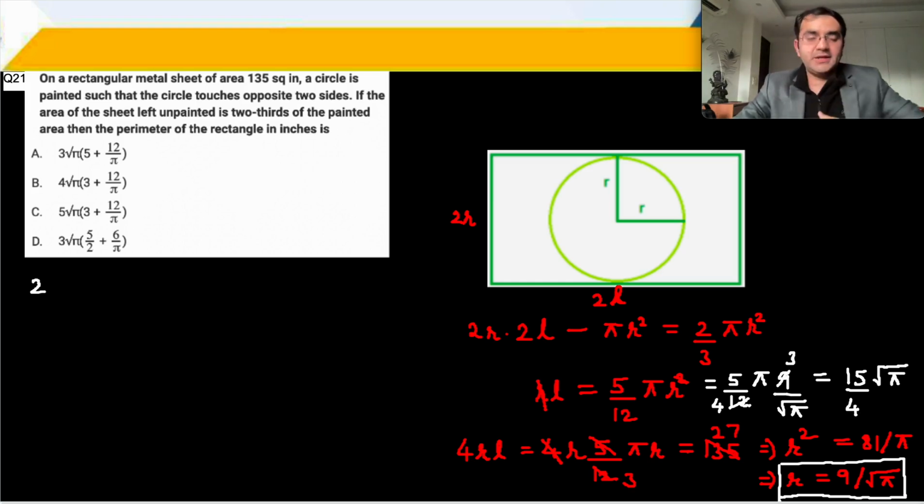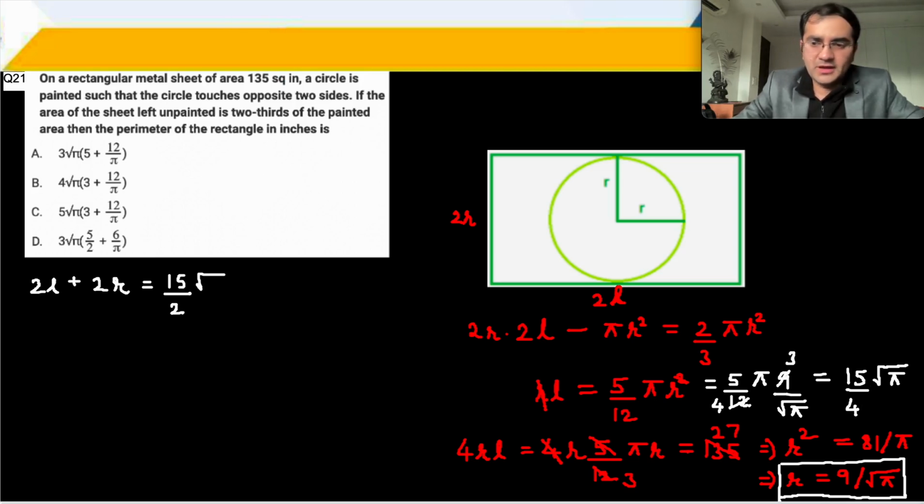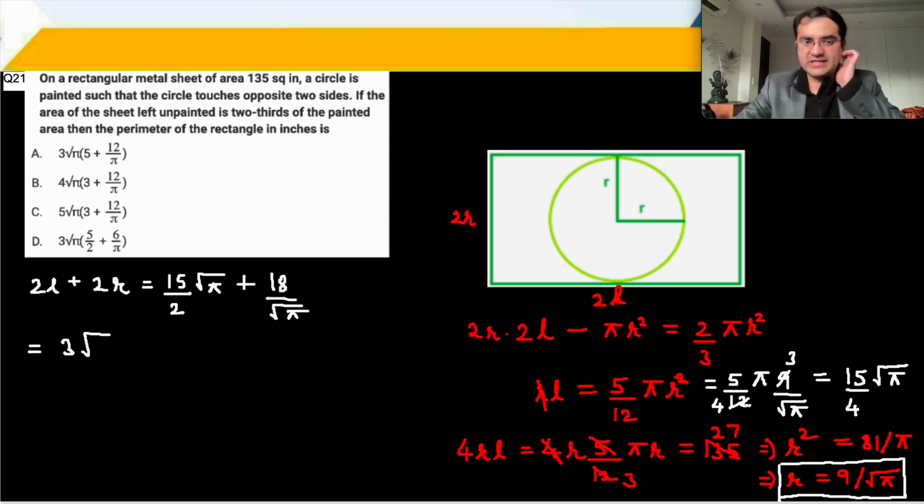Now we want the perimeter. Let's find 2r plus 2l and then double it to get the perimeter. So 2r plus 2l is what? Look here, what is 2l? 15 upon 4 will become 15 upon 2 into root pi plus what is 2r? 18 upon root pi. Okay, we'll take the LCM. Let's take 3 root pi common.